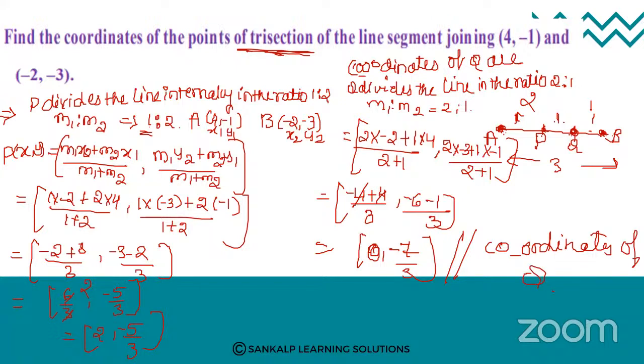Here, just one small thing we need to remember. P divides the line in the ratio 1:2, because A to P it is 1 and P to B it is 2. And Q divides the line: A to Q it is 2 and Q to B it is 1. So Q divides the line in the ratio 2:1 and P divides the line in the ratio 1:2. That's all. So when you know the values of M1 and M2 and A, B, then you can use the section formula. You can solve this question.